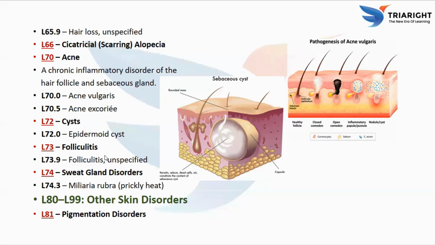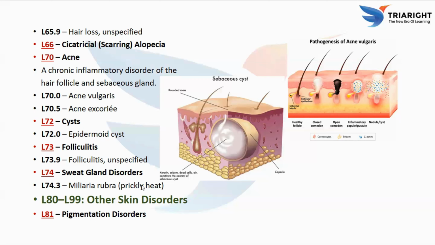So next is about cyst. L72 code is assigned for cyst. What is a cyst? It's a closed sac-like structure under the skin which is filled with keratin and sebum. What is the subcode? L72.0, which is assigned for epidermoid cyst. Epidermoid cyst is also called the sebaceous cyst. It's the most common type of cyst, a rounded mass inside the skin. In this picture, you can find the capsule around the cyst and the sebaceous debris accumulated inside. So this is a picture of the epidermoid cyst. You have to assign the code L72.0 for epidermoid cyst.